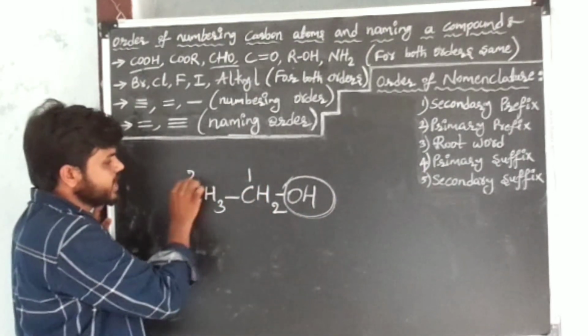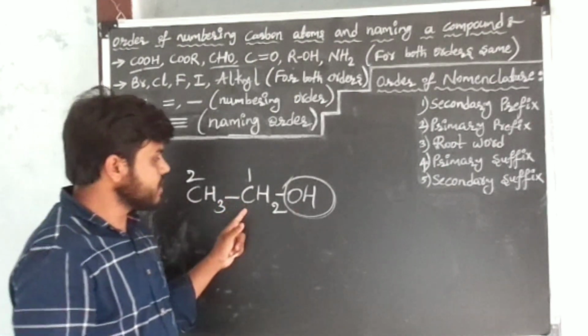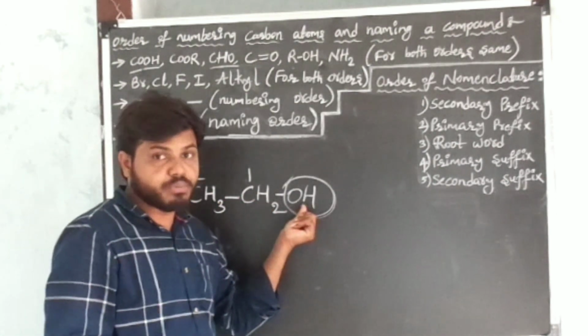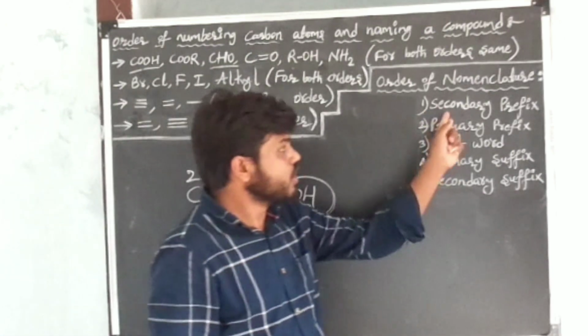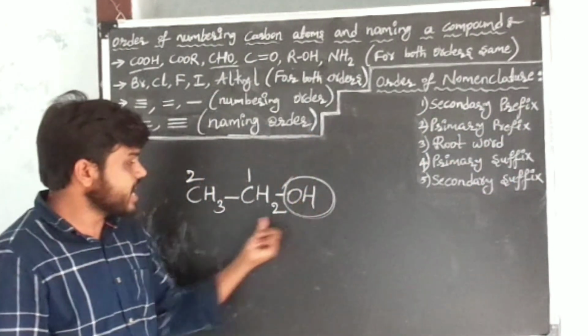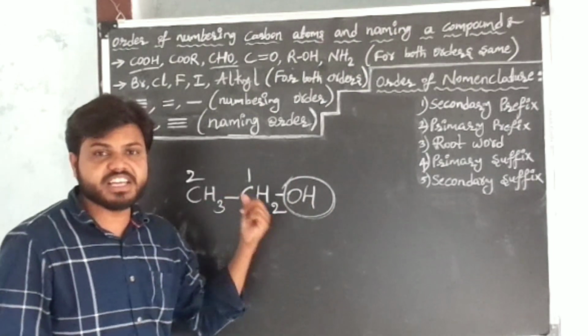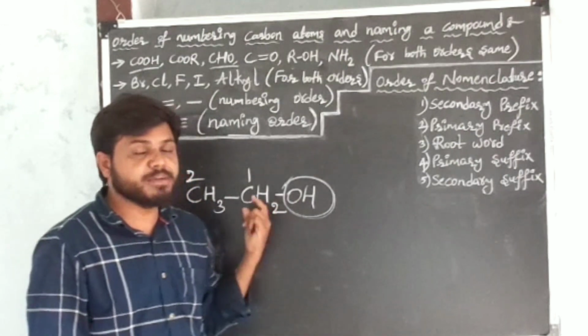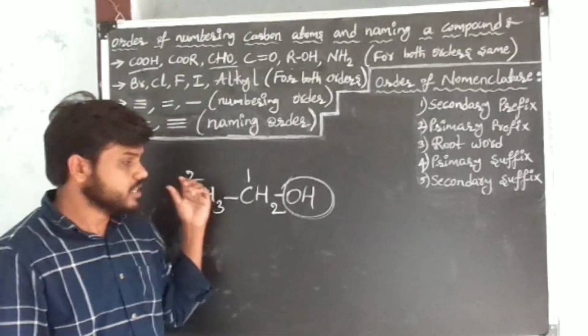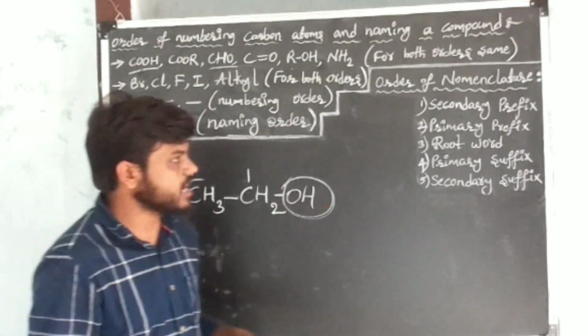This is the first carbon and this is the second carbon. The position of alcohol is the first carbon. After giving numbers, write the secondary prefix. Secondary prefix is not present in the given carbon compound. Secondary prefixes mean substituents, and those substituents are not present in the given carbon compound.